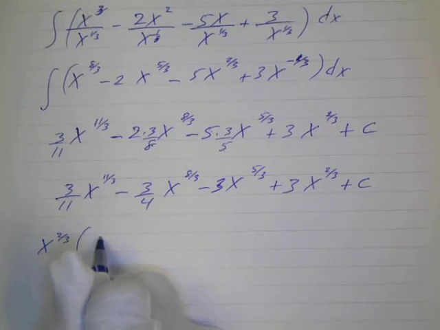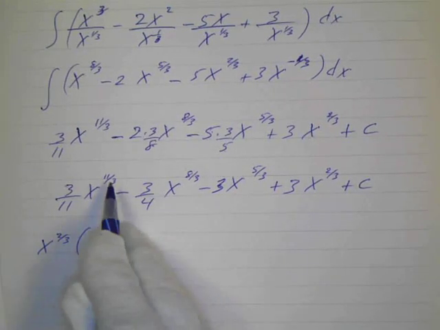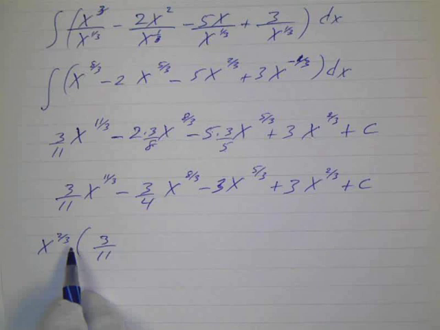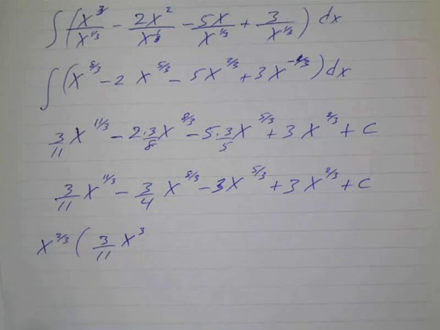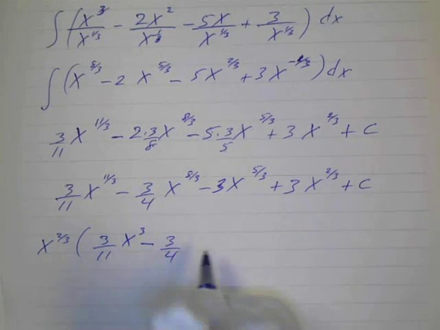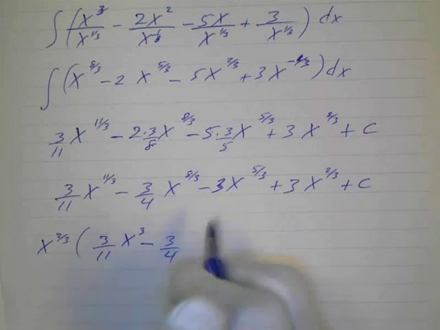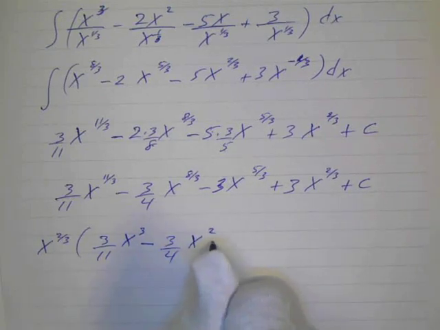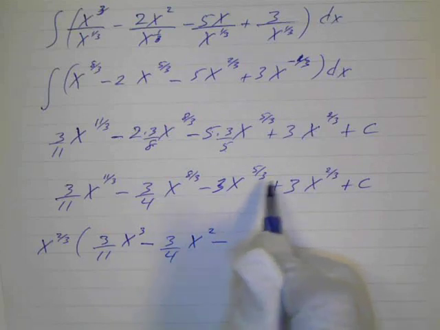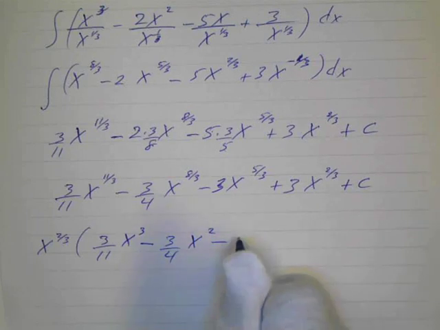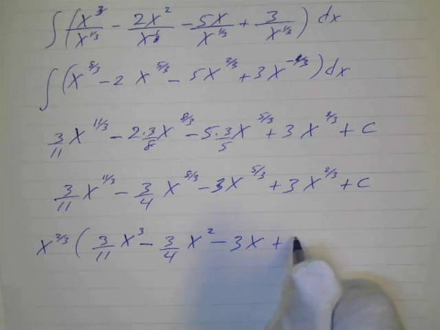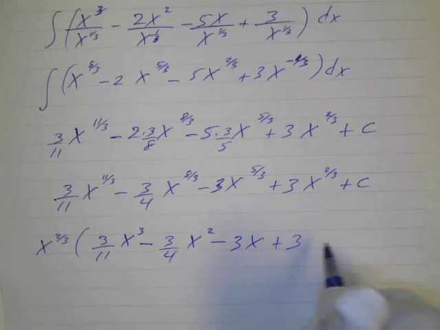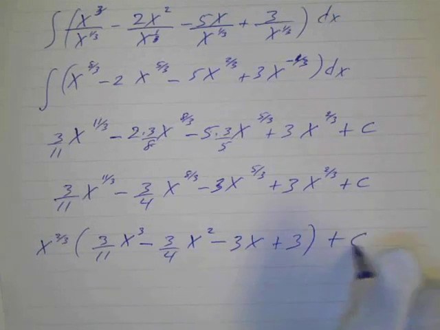And that's going to leave us with 3 over 11. And if I take 2/3, remember when you factor, you subtract. So if I subtract 2/3 from 11/3, I get 9/3, which is 3, so that just becomes x to the 3rd. And if I subtract 2/3 from 8/3, I get 6/3, which is just 2, so I just get x squared. And if I subtract 2/3 from 5/3, I get 3/3, which is just x, so minus 3x. And if I factor the x to the 2/3, I just have plus 3. And then plus c out here.